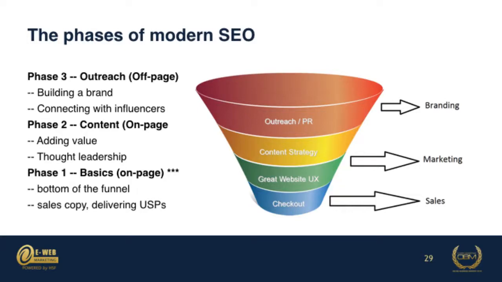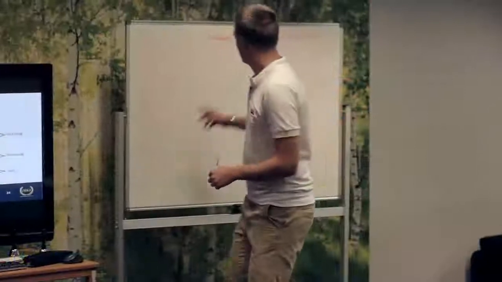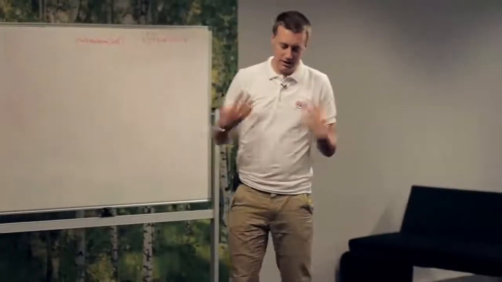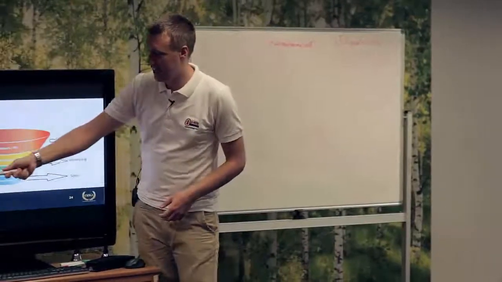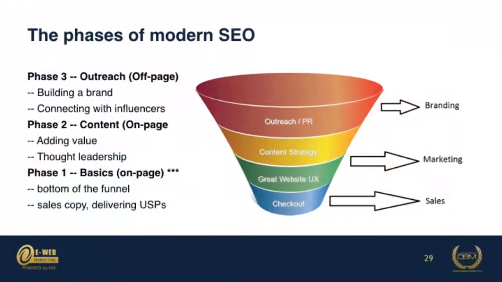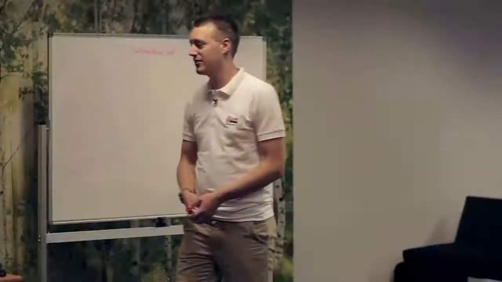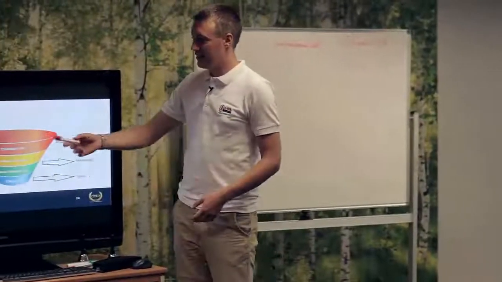So this is just to visualize where we're going. As I drew earlier in that picture, SEO in eWeb, we tend to approach it with 3 phases. The first phase is getting the on-page right, which is basically the bottom of your sales funnel, which is making sure your site sells your service well and Google and other search engines understand it well and feel it's attractive. Then the second phase is about content.